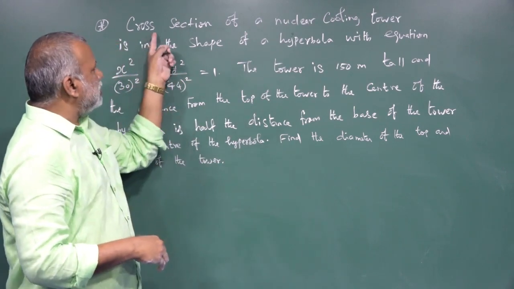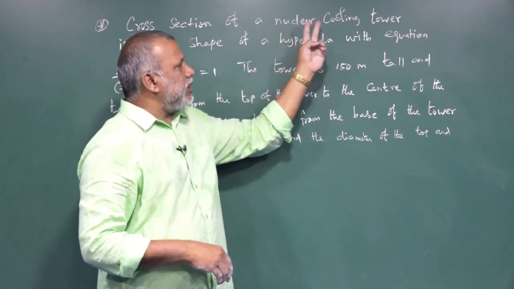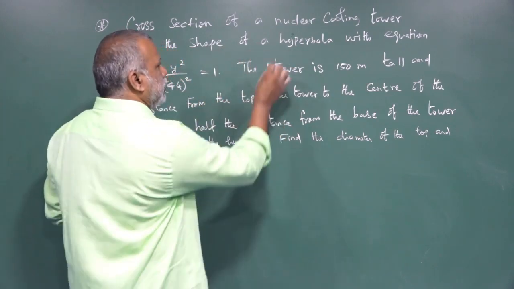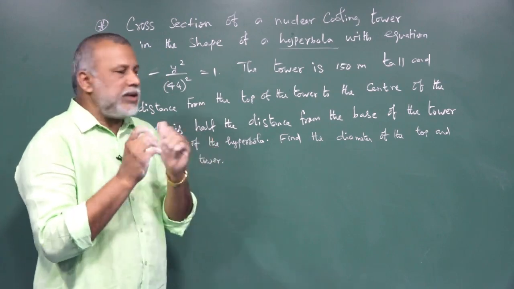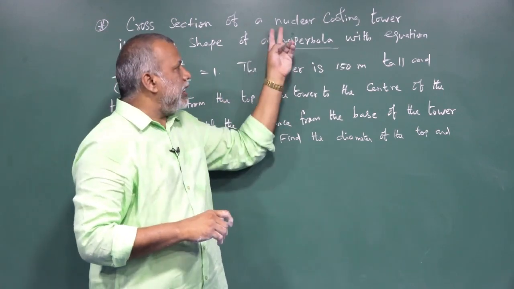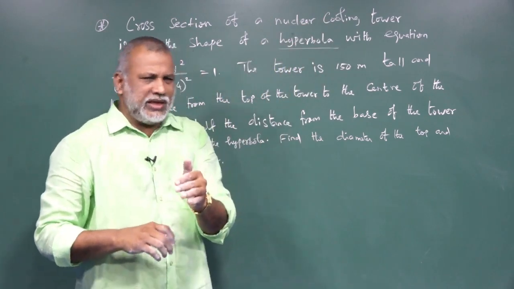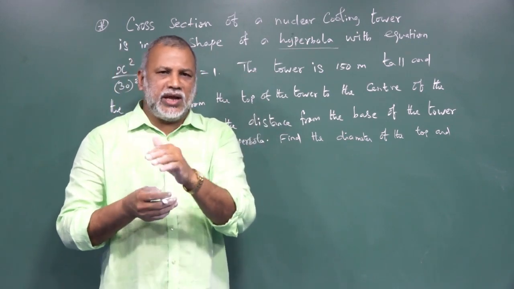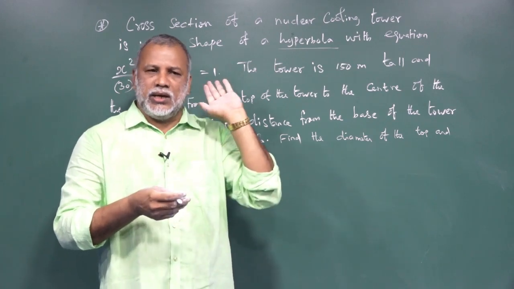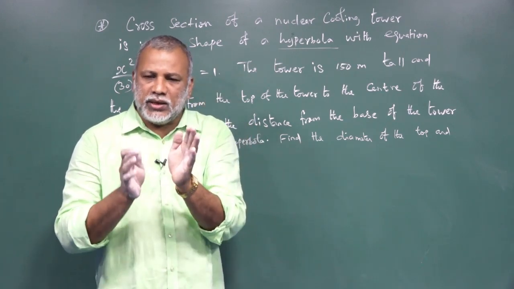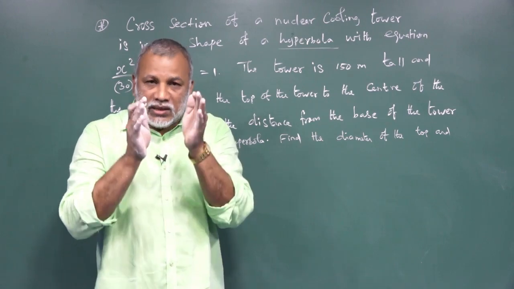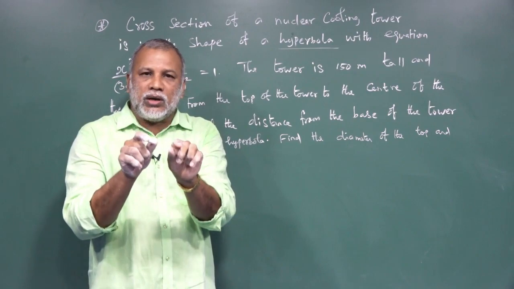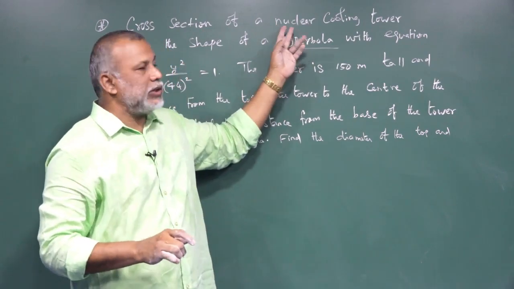Read the question. Cross section of a nuclear cooling tower is in the shape of a hyperbola. So we are going to discuss the applications of the hyperbola. They are explaining a nuclear cooling tower. You can see a thermal power station in Mettur Dam, in Chennai, that means in Ennore. You are able to see some cooling towers in Neyveli. That type of cooling tower is in the form of a hyperbola. Here they are giving the nuclear cooling tower.